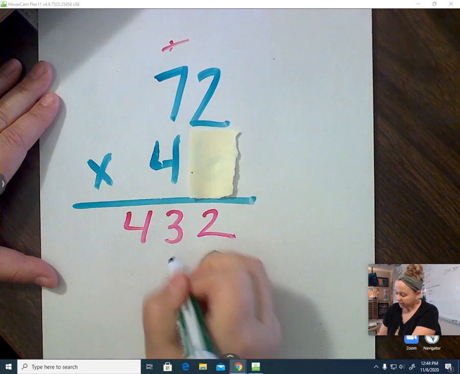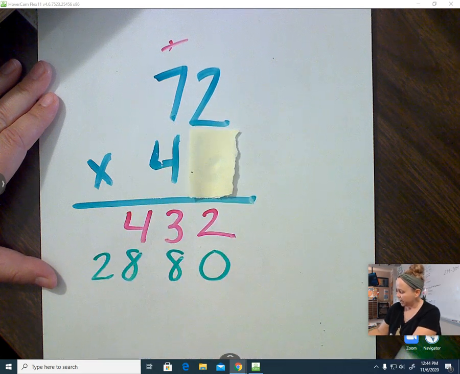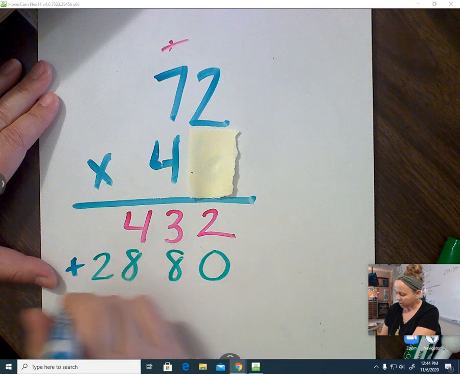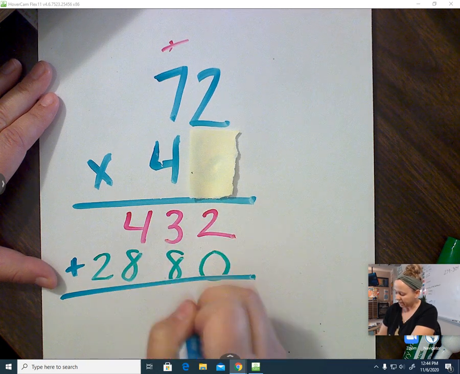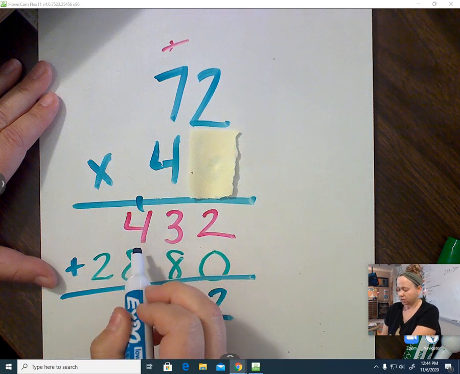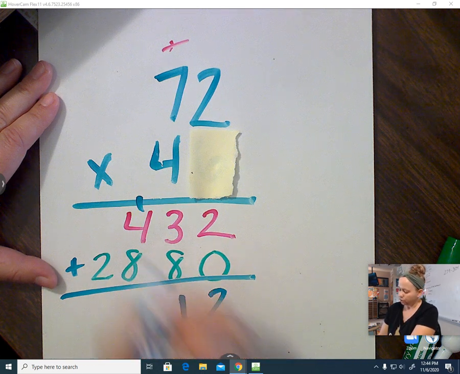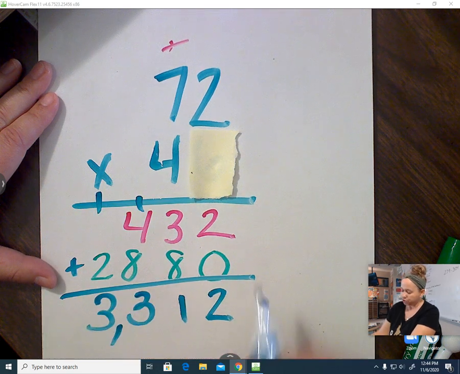4 times 2 is 8. 4 times 7 is 28. And then I'm going to add it together. 2 plus 0 is 2. 3 plus 8 is 11. 1 plus 4 is 5. Plus 8 is 13. 1 plus 2 is 3. 1,2,3, comma. Did you get this one right?